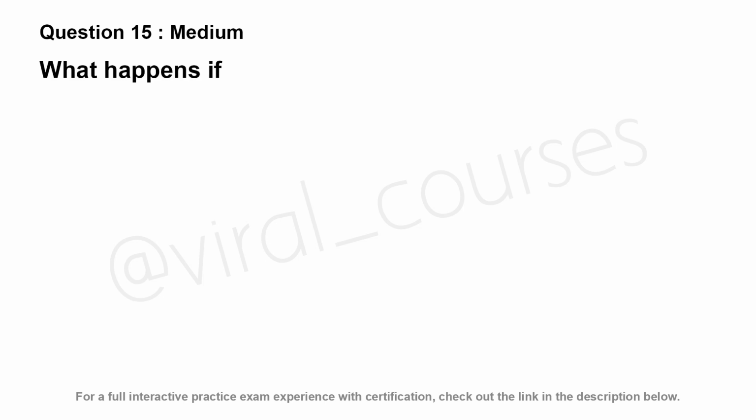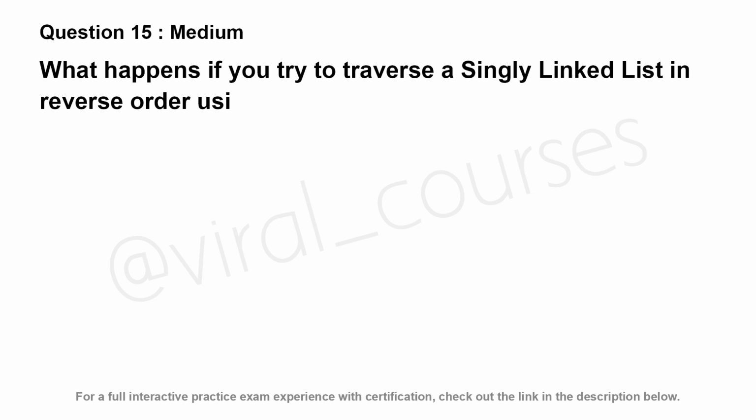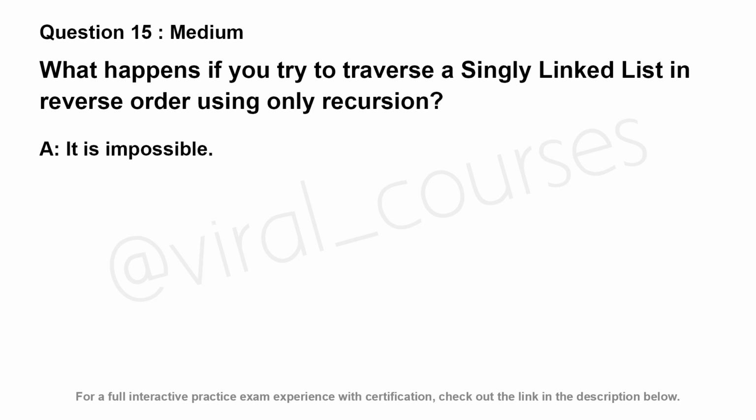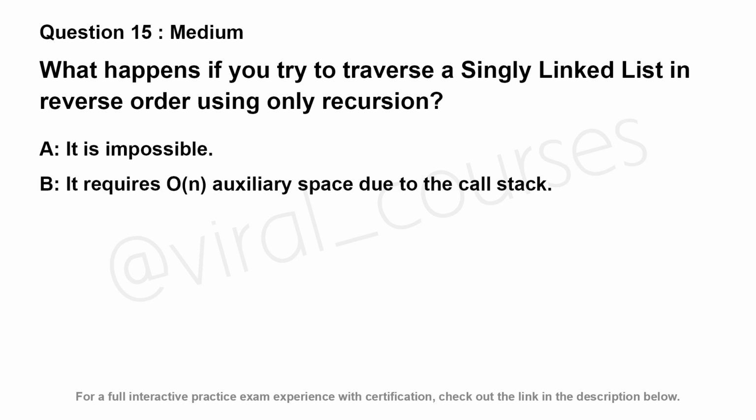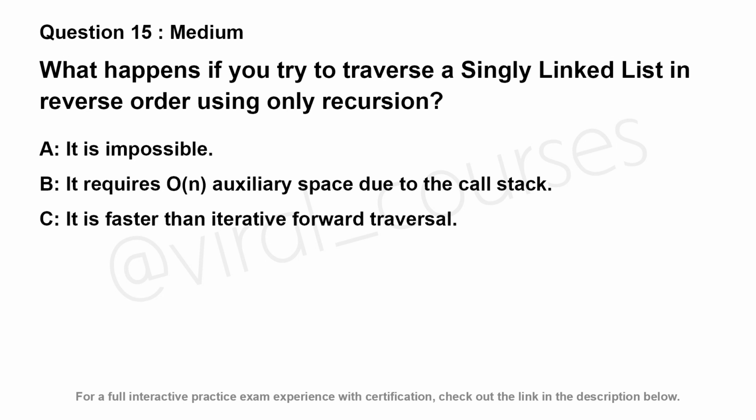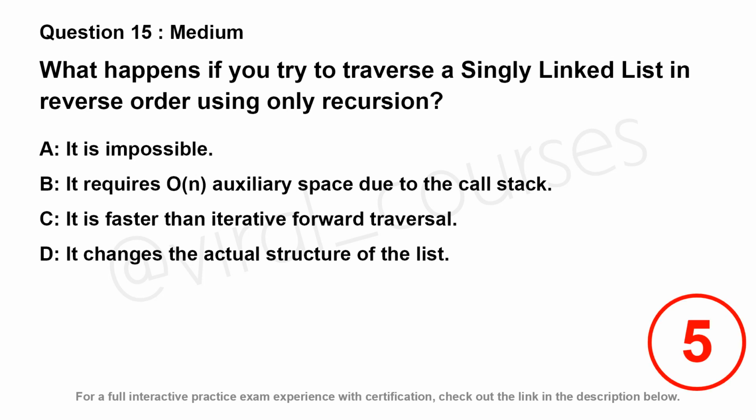What happens if you try to traverse a singly linked list in reverse order using only recursion? Option A. It is impossible. Option B. It requires O(n) auxiliary space due to the call stack. Option C. It is faster than iterative forward traversal. Option D. It changes the actual structure of the list.